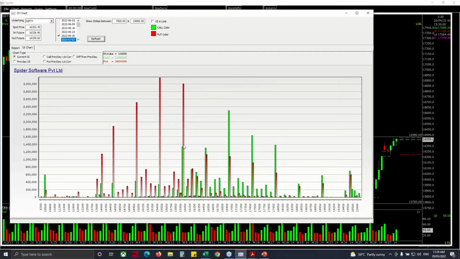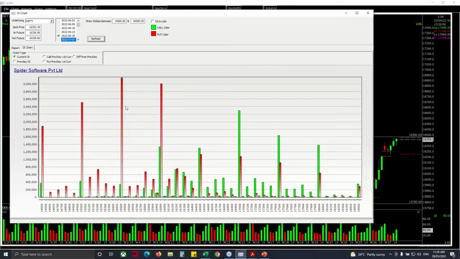Now let's discuss a few resistances. Let me reduce the size to 14,500 to 18,500 to get more visibility.